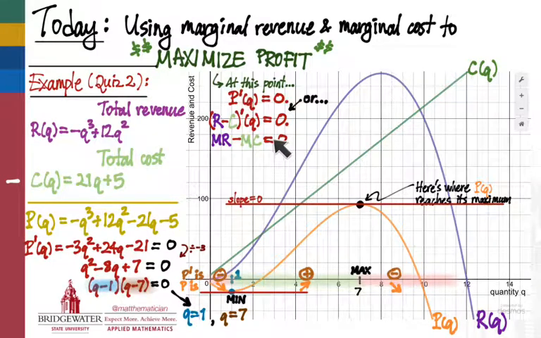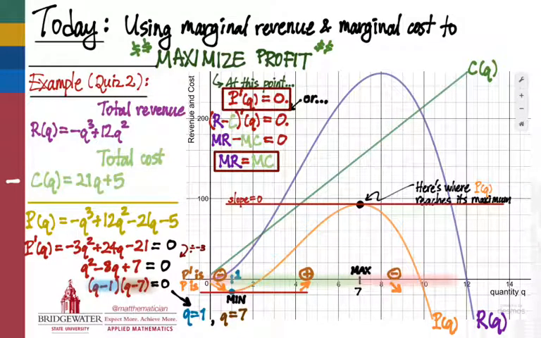And so if that's equal to 0, then I can add marginal cost to both sides of this equation and get a new equation, marginal revenue equals marginal cost. So we can maximize profit in one of two completely equivalent ways. We can either find the marginal profit function, P prime, and set that equal to 0, or we can find the marginal revenue and marginal cost functions and set those equal to one another. Either one of those is totally equivalent, means the same thing, and so either one of them is going to find these critical points of the profit function for you.